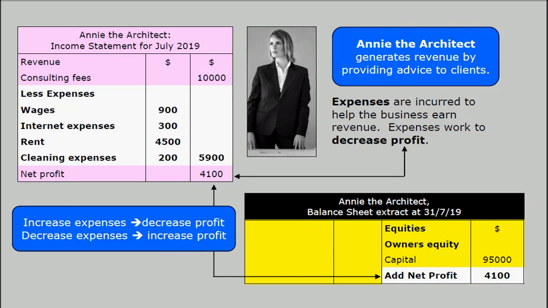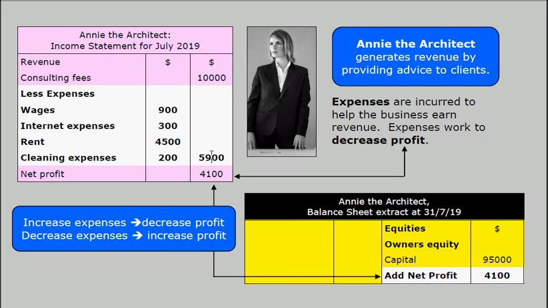On the left we see an example of an income statement for July 2019. This business has generated $10,000 revenue, but you'll see highlighted in white are the expenses that have been incurred over this same reporting period, over July. Expenses of wages, $900, internet expenses, $300, rent, $4,500, and cleaning expenses, $200. Total expenses, $5,900. What are expenses?